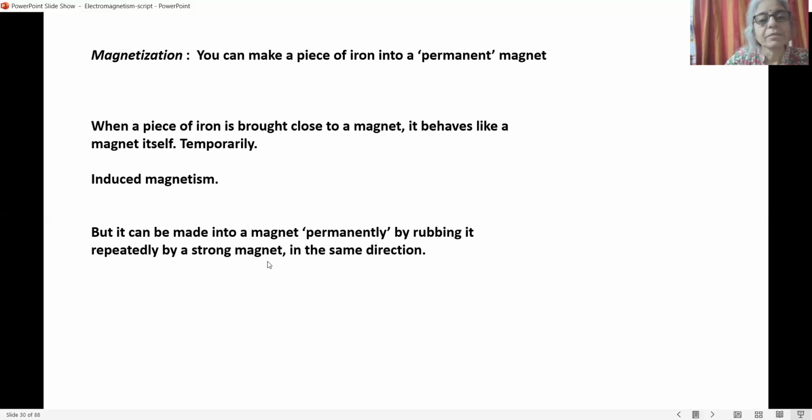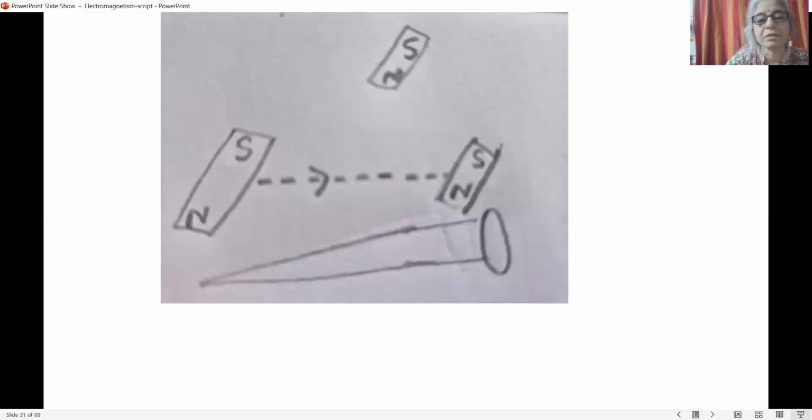But we can make it into a permanent magnet by rubbing it with a strong magnet repeatedly in the same direction. So this is an iron nail. This is the head of the nail. This is a strong magnet. So I repeatedly rub this nail in this direction.